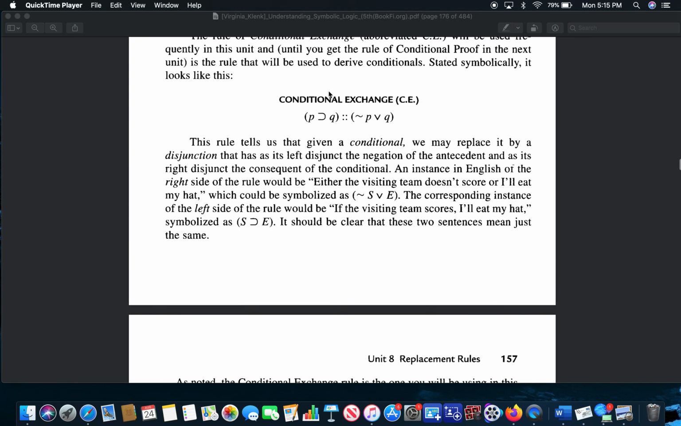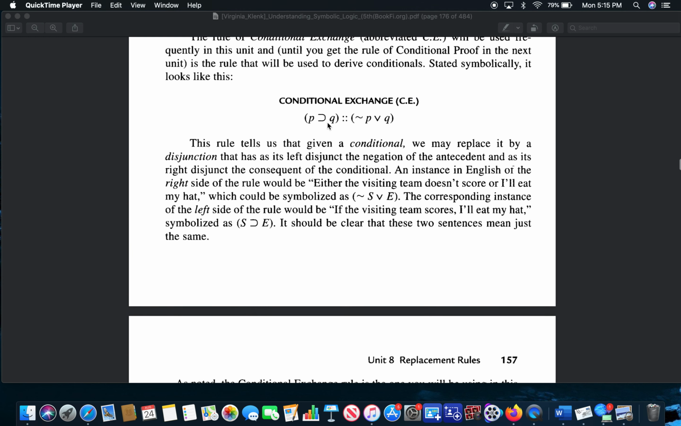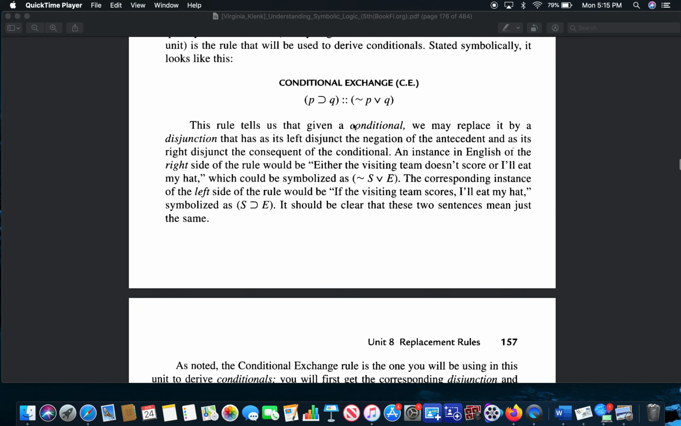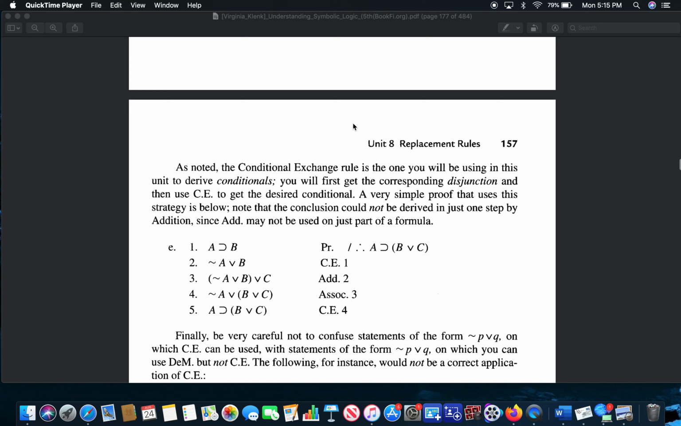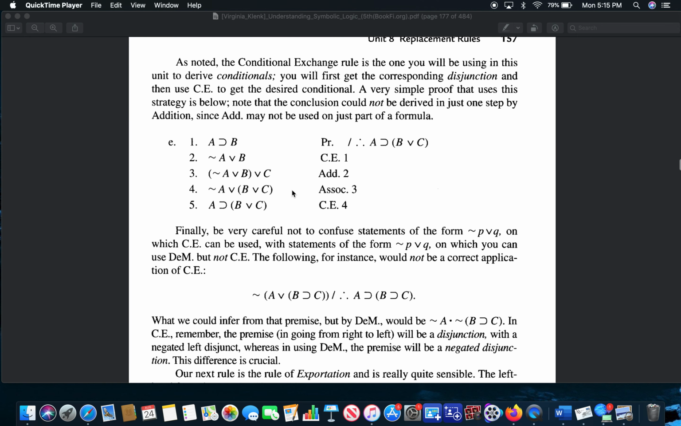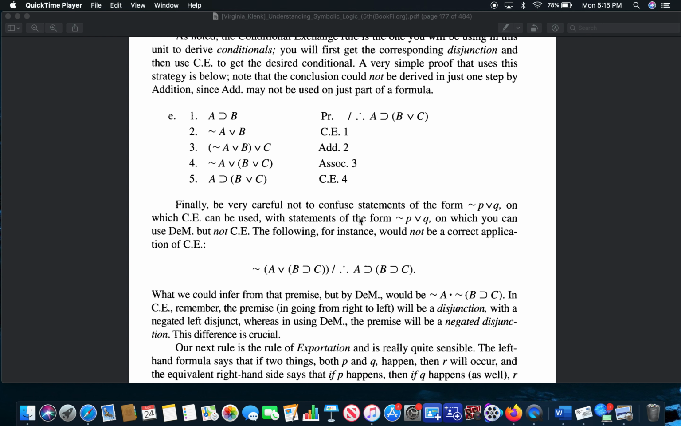So this is the discussion of conditional exchange, the rule that allows you to replace a conditional with a disjunction where the left disjunct is negated, or a disjunction with the left disjunct negated can be transformed into a conditional like this. Okay. The typo is here on 157. It reads, be very careful not to confuse statements of this form, on which conditional exchange can be used, with statements of the form this.